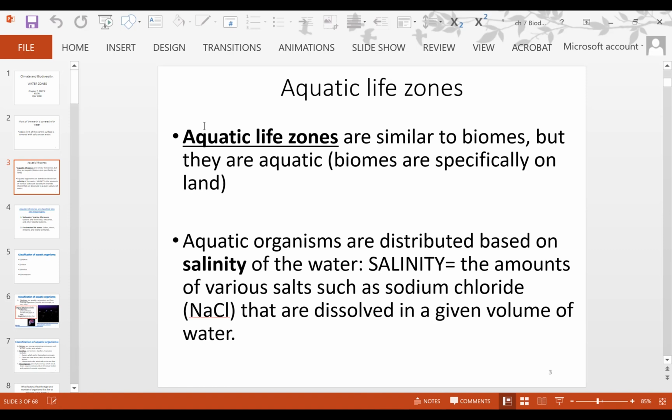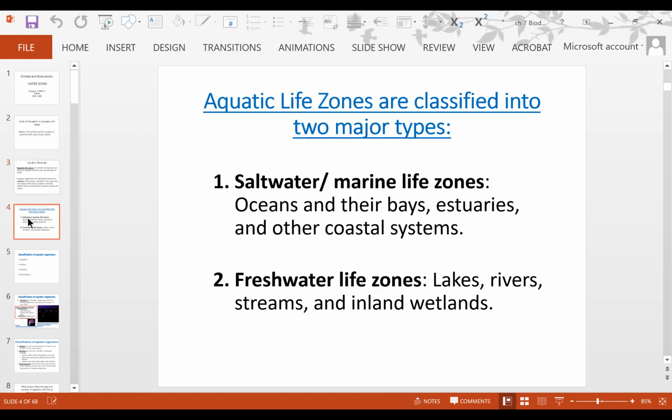So salinity brings us to the next part here. There are two different major types in the classification based on salinity. You have salt water, which is marine. So that's going to be oceans and bays, estuaries, and other coastal systems. And then you have your freshwater life zones like lakes, rivers, streams, and inland wetlands.